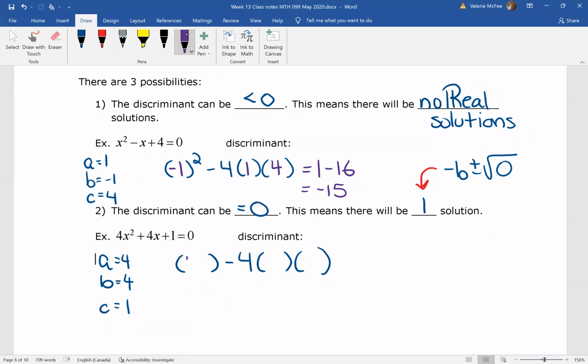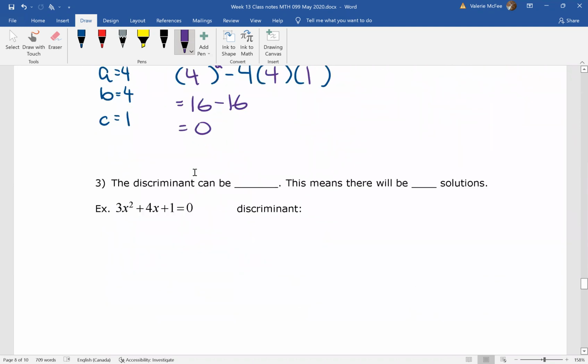So we have b squared minus 4 times A times C. This equals 16 minus 16 or 0. This question has one solution or one x-intercept. It's also possible for the discriminant to be greater than 0. This tells me there will be two solutions.